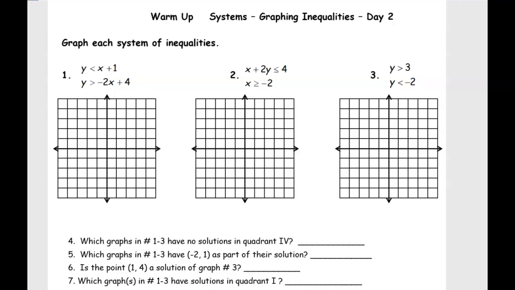So we have two inequalities here. We're going to start by graphing them both. So I start at my y-intercept of 1 and my slope here is 1. I'm doing the first equation. Notice it is less than, so it's just going to be a dashed line.